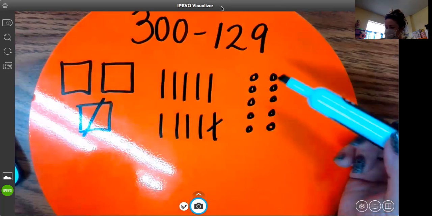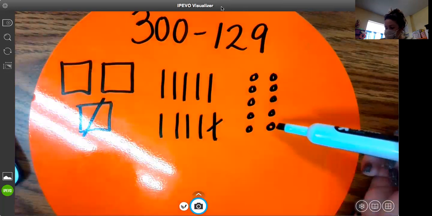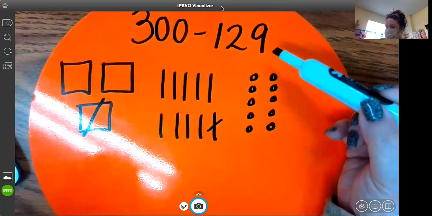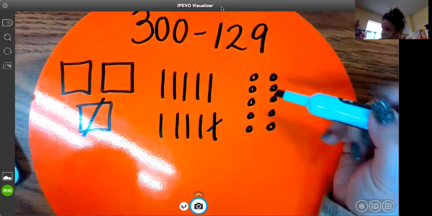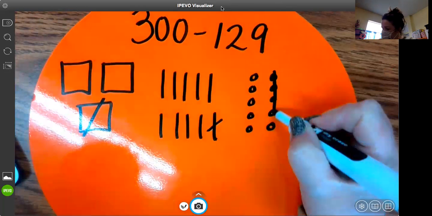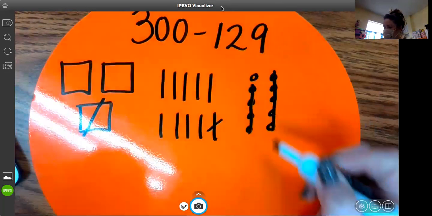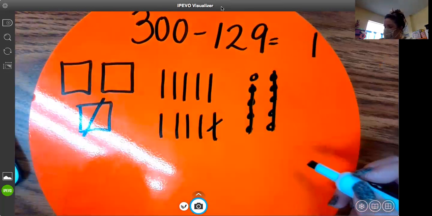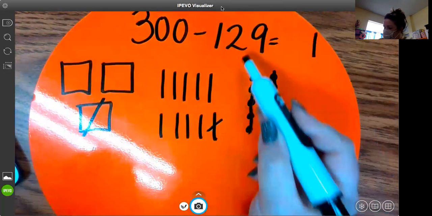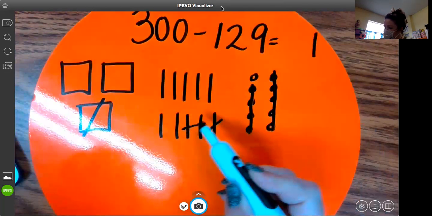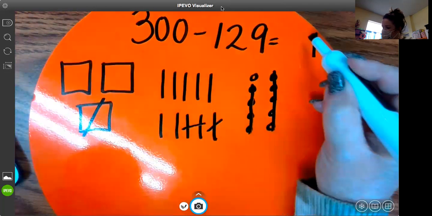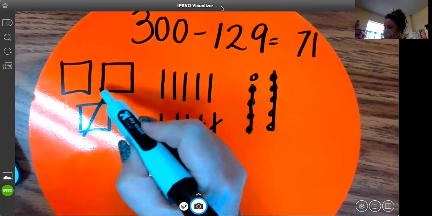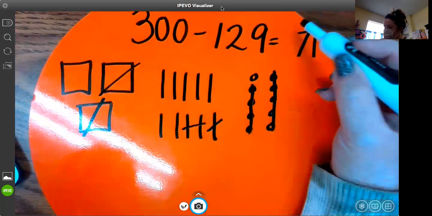Now that we have 10s and 1s to be able to subtract, we can begin. We're going to subtract 9 1s, and we have 1 left. We can subtract our 2 10s, and we have 7 left. And we can still subtract our 100, and we have 1 left.